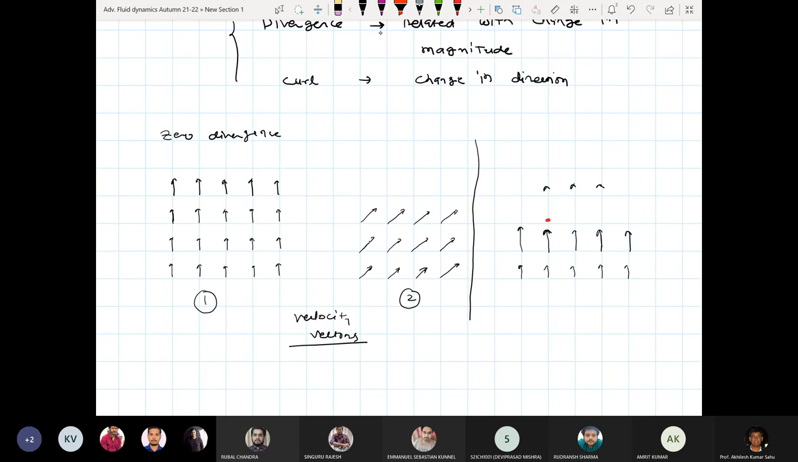And here, if you look, this is my point of interest, so length. I can say that it has zero divergence. In fact, for this vector field, for all the points, the length of the incoming arrow and the length of the outgoing arrow both are same. So there is no change in magnitude. So this vector field has zero divergence. Similarly, if I take this point, incoming and outgoing arrow both are same. But if I take this vector field, the incoming arrow and outgoing arrow have a change in length. So I can say it has non-zero divergence.